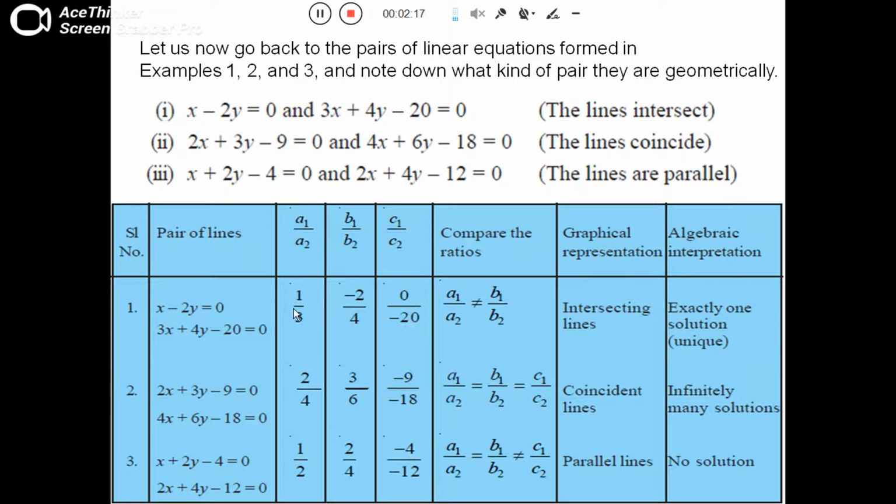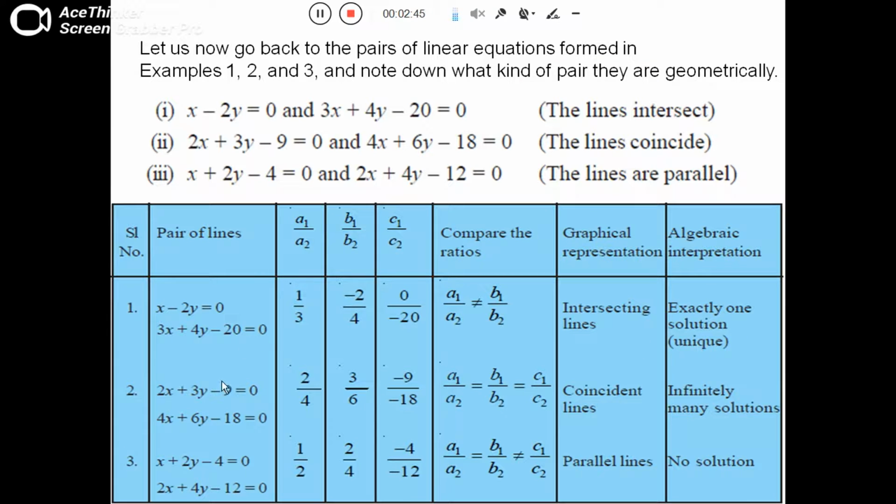So here, what condition are you getting? Is 1 upon 3 equal to minus 2 upon 4? No, they are not equal. Therefore a1 upon a2 is not equal to b1 upon b2. After comparison, the graphical representation gave you intersecting lines, and here the algebraic interpretation is giving exactly one solution, meaning a unique solution.